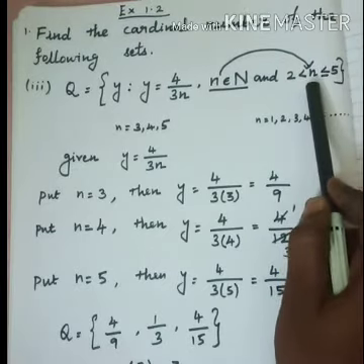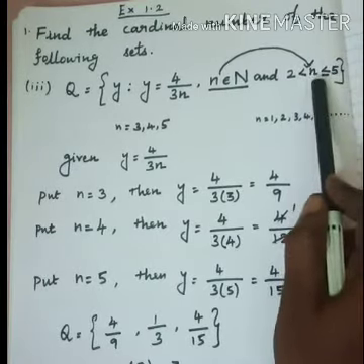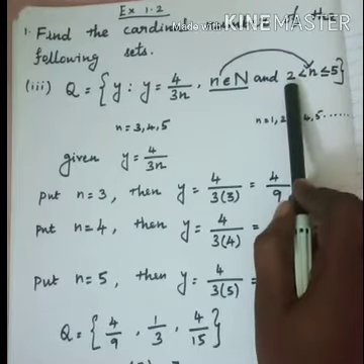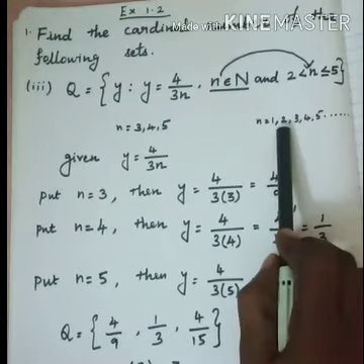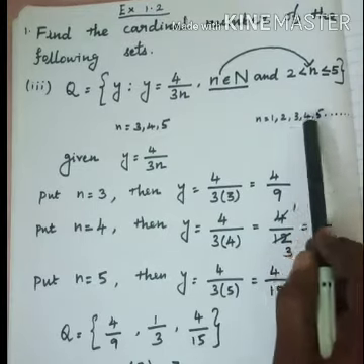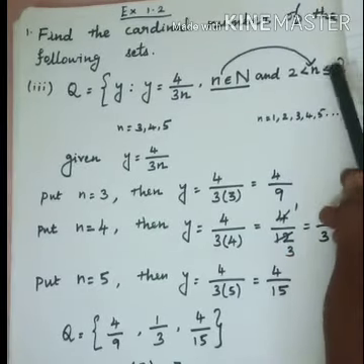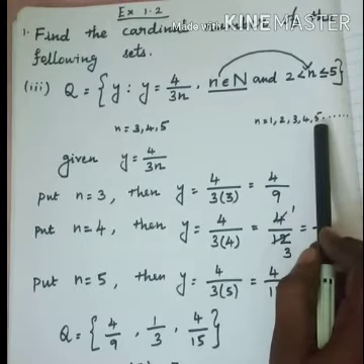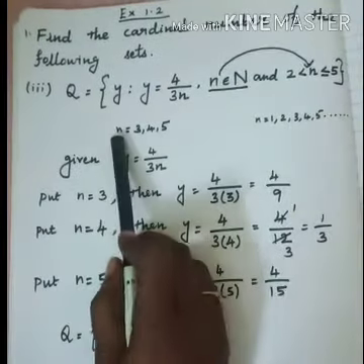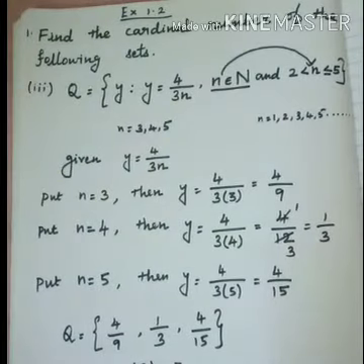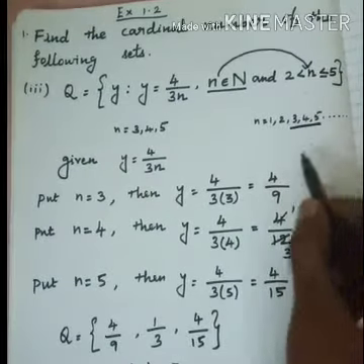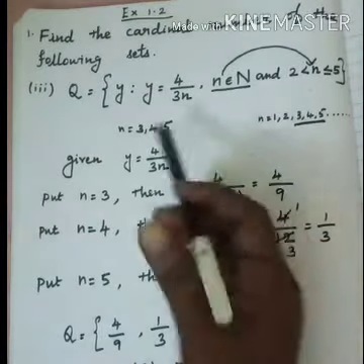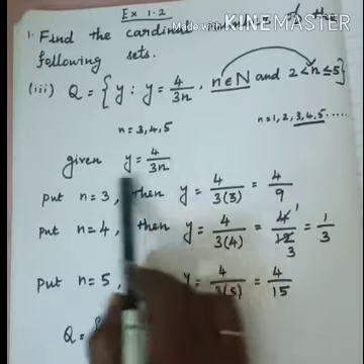We should take only the values between 2 and 5 for n. Here the equal to symbol is not given, so we should not take 2 for n. The next number is 3, 4, up to 5. Up to 5 only we have to take for n. So only 3, 4, 5 are the values for n. These 3 values only we should take for n. Next, here given y is equal to 4 by 3n.